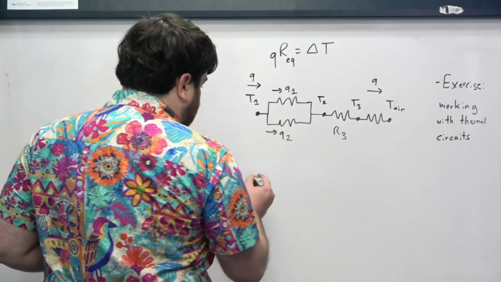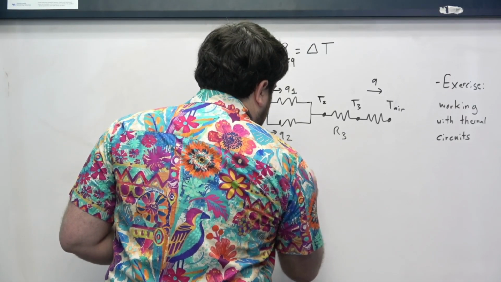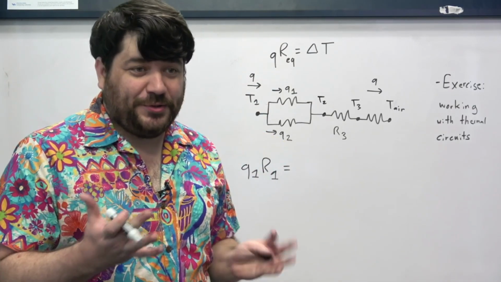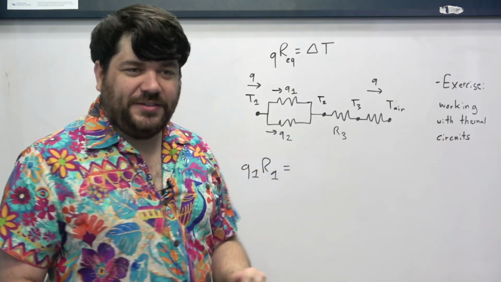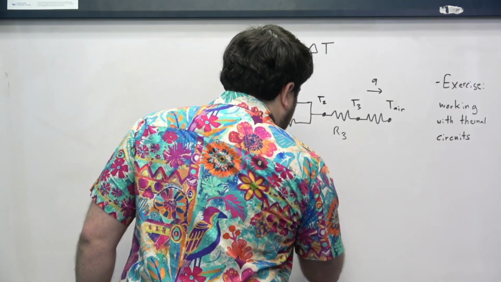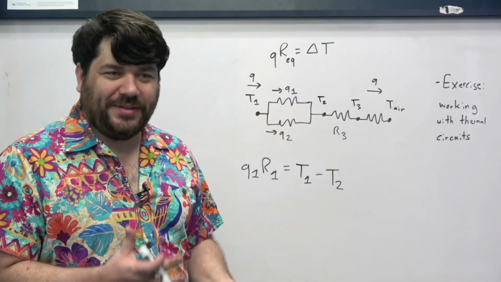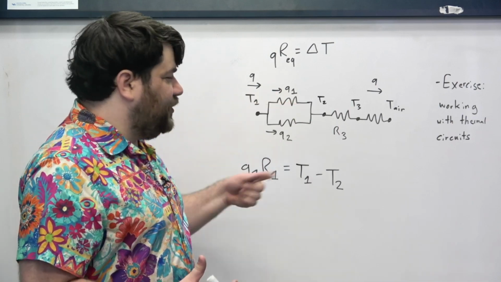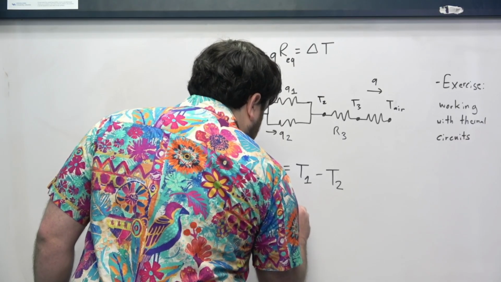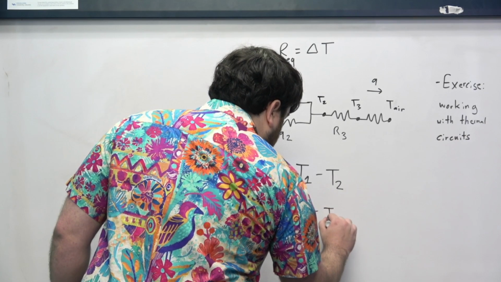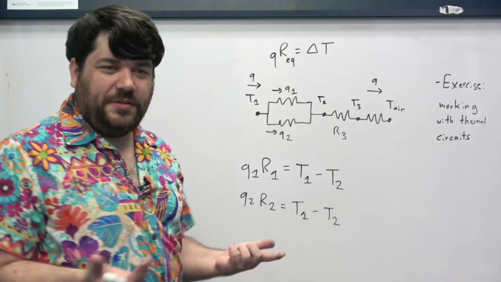Well, for the top one, we can just say this is Q1 times R1. And then this is equal to a temperature difference. The temperature difference is at the end, right? And for this parallel chunk, it's going to be T1 minus T2. Okay? So T1 minus T2. And so this expression works. Like, we can still do this, even though this resistor is in a parallel connection with another one. And we can do, in fact, the exact same thing for Q2. Where, of course, the delta T is the same for both of them.